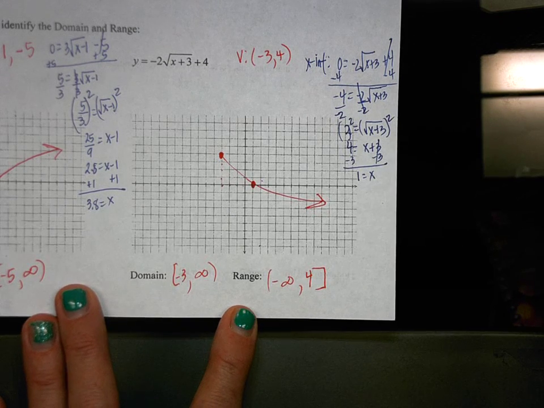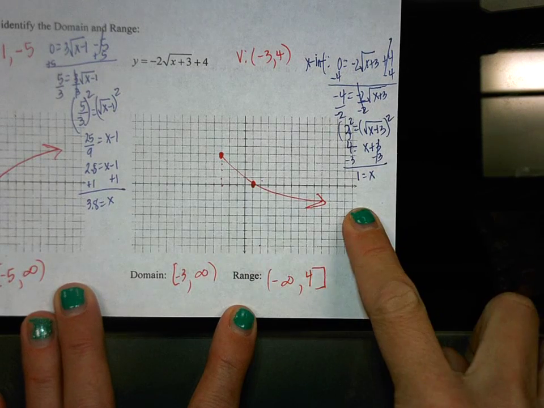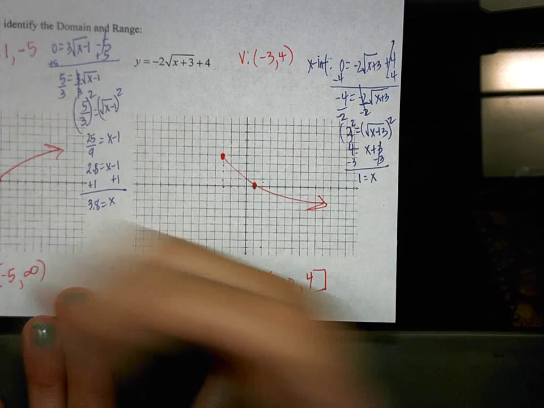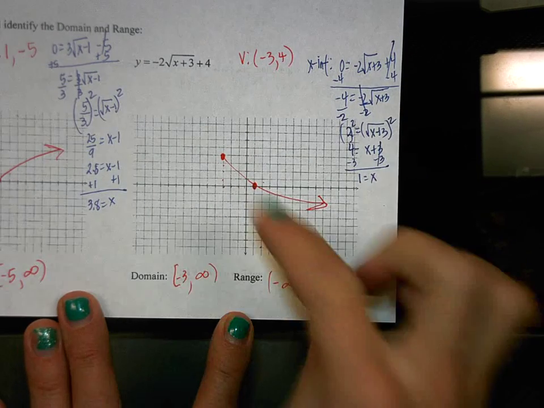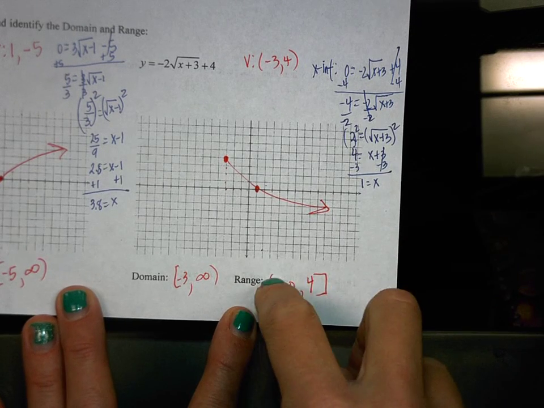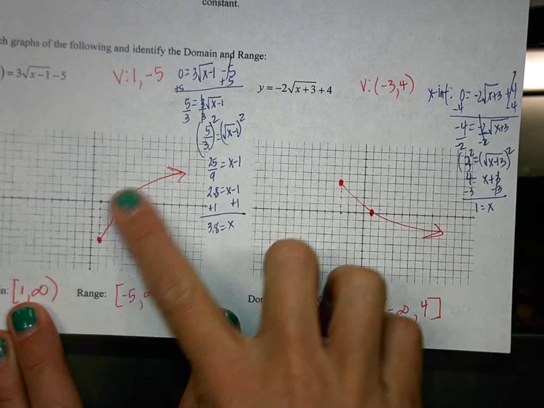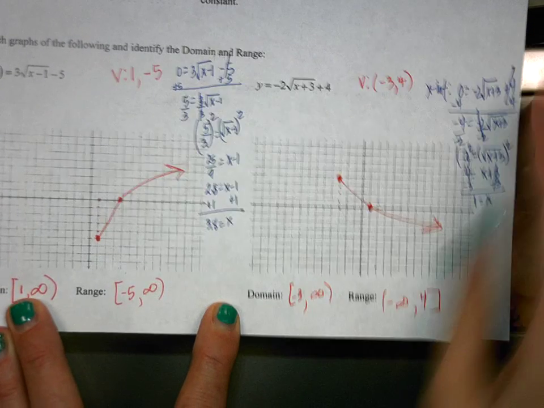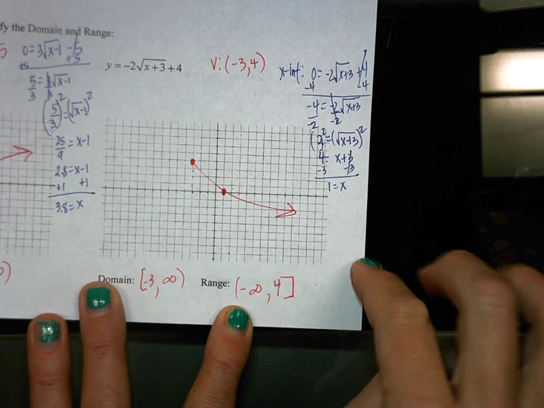See how this is going down? If this went on forever, it would keep going down on the y-axis. So it's going down this way, and down here is negative infinity. Just like how on this one, now it's curving up. So on the y-axis, it's going up to positive infinity. Because this one's curving down, it's going down to negative infinity.